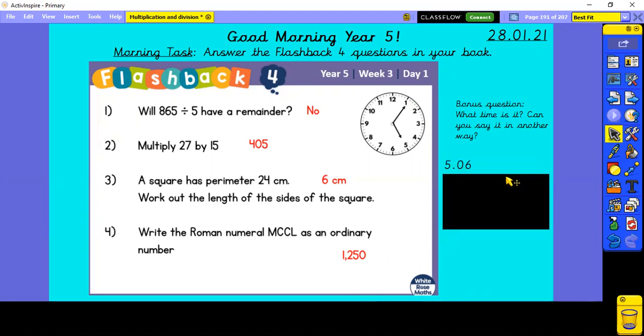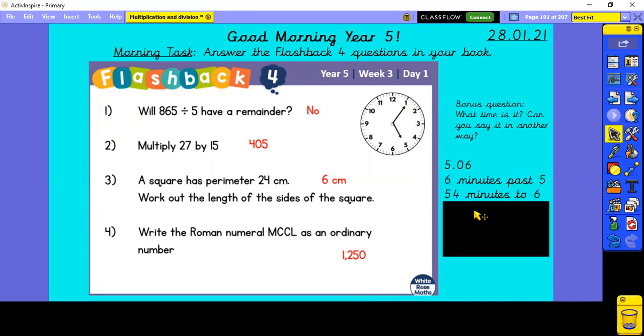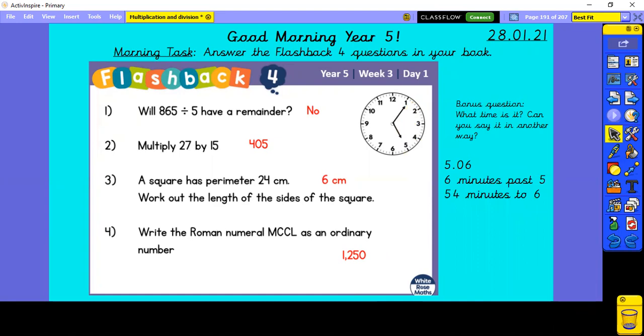So the time is 6 minutes past 5 or 5:06. Our little hand is on the 5 and our big hand is in line with the 6. We can say 6 minutes past 5. Or we could say, but we don't tend to say, 54 minutes to 6. So pause the video, mark your answers in a different coloured pen to see how you got on.